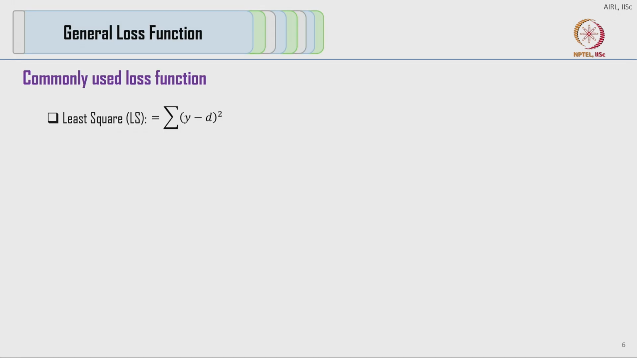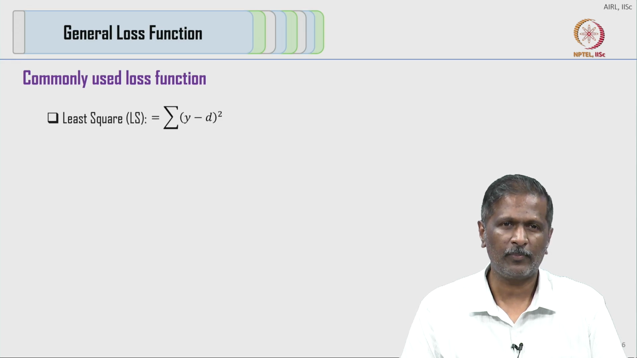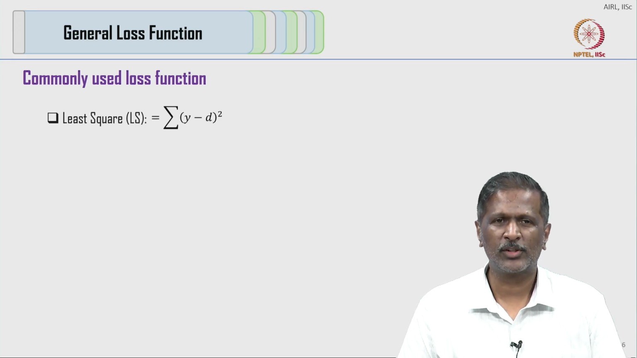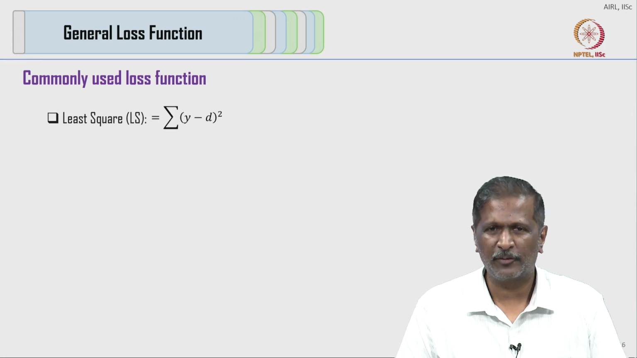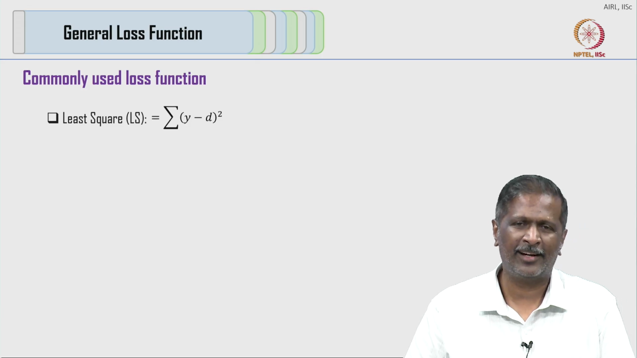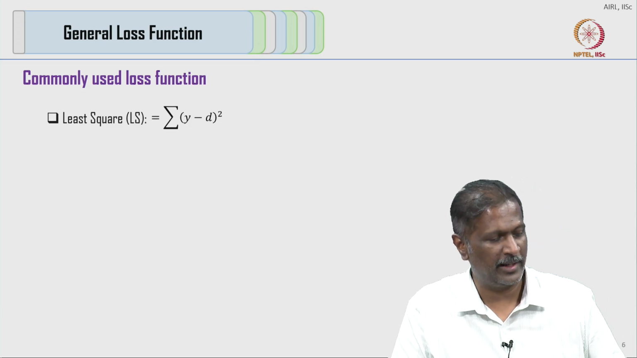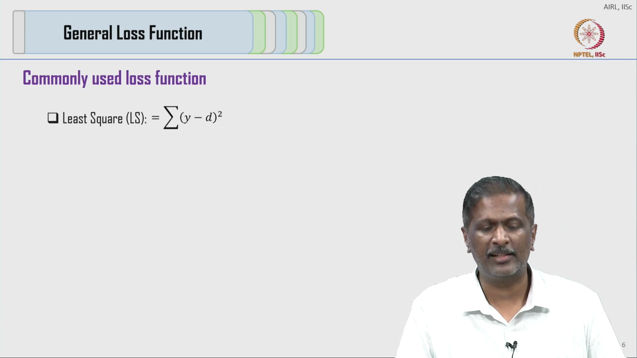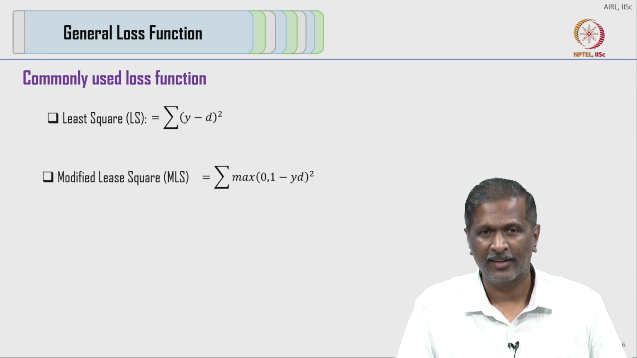Now let's look at the loss functions which are commonly used in the literature. We use squared loss, what we call least square: the difference between the true y, let's say here D is the true data and y is my network output, y minus D the whole square.